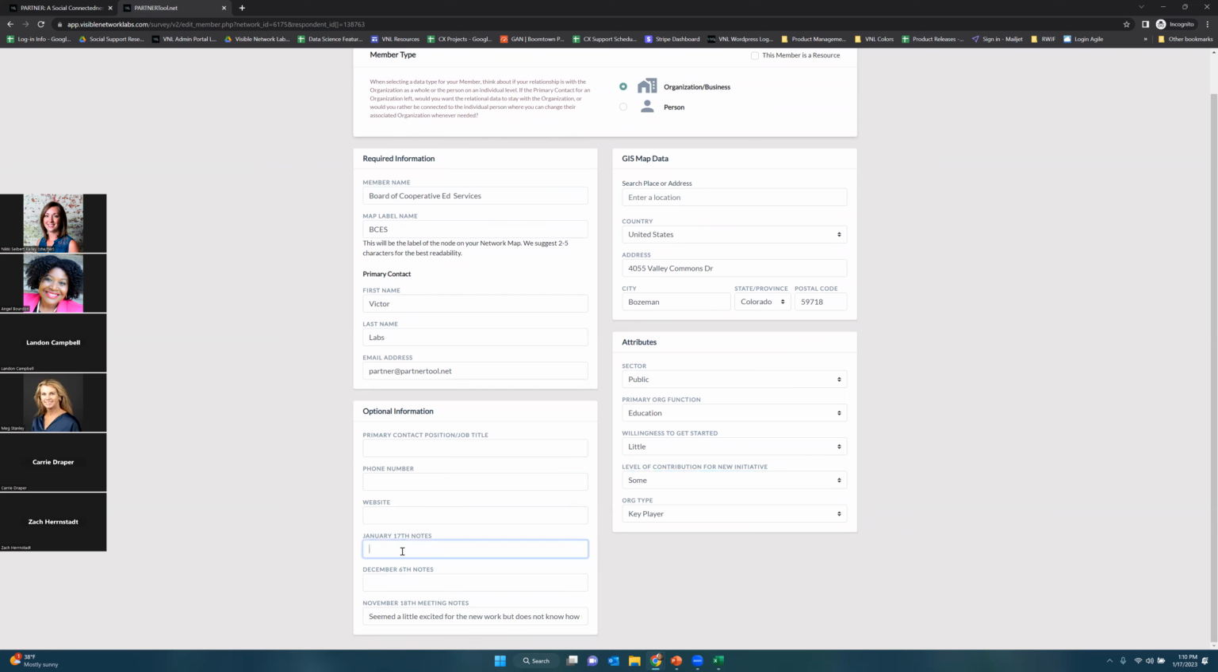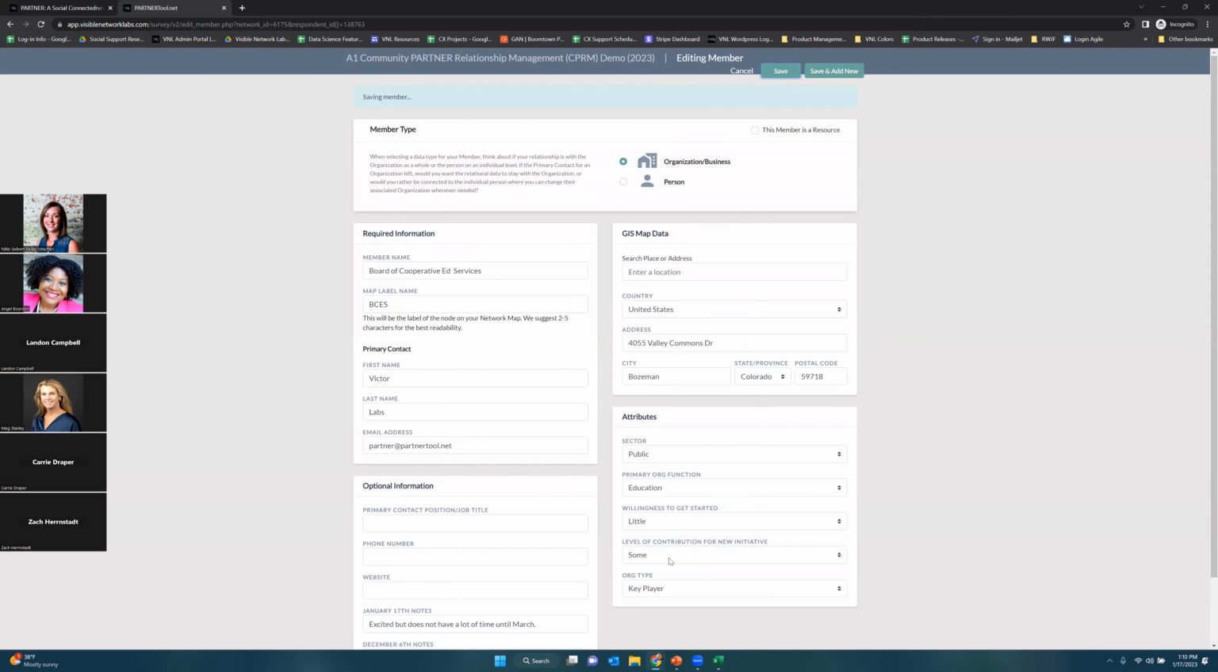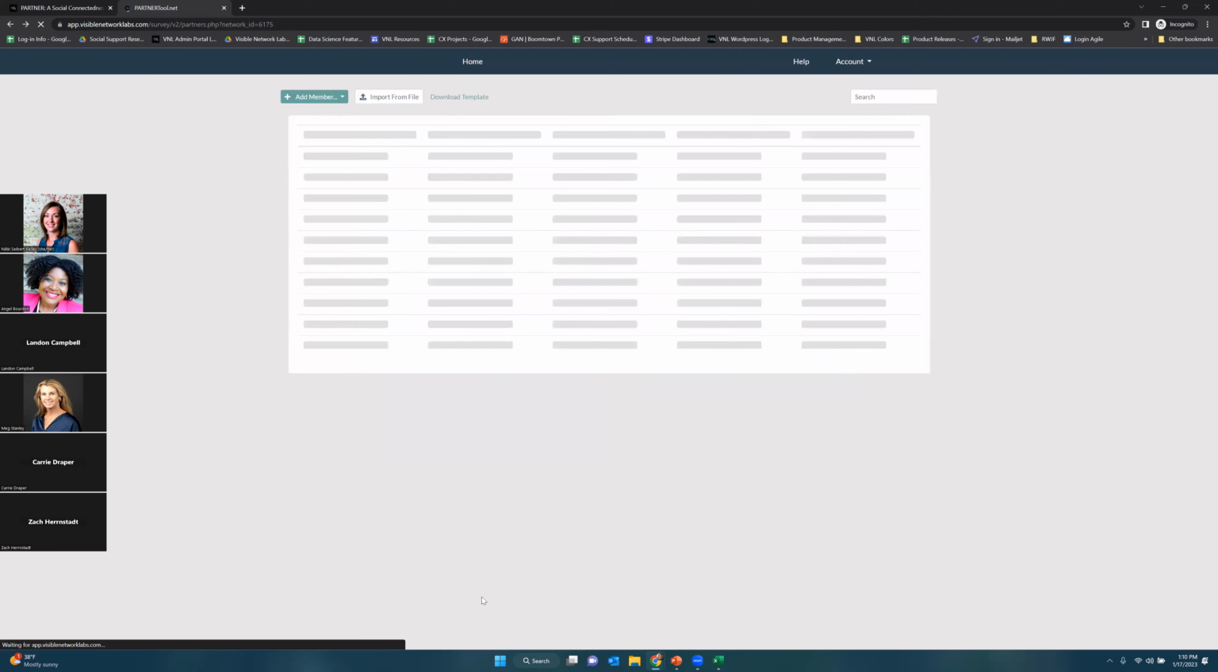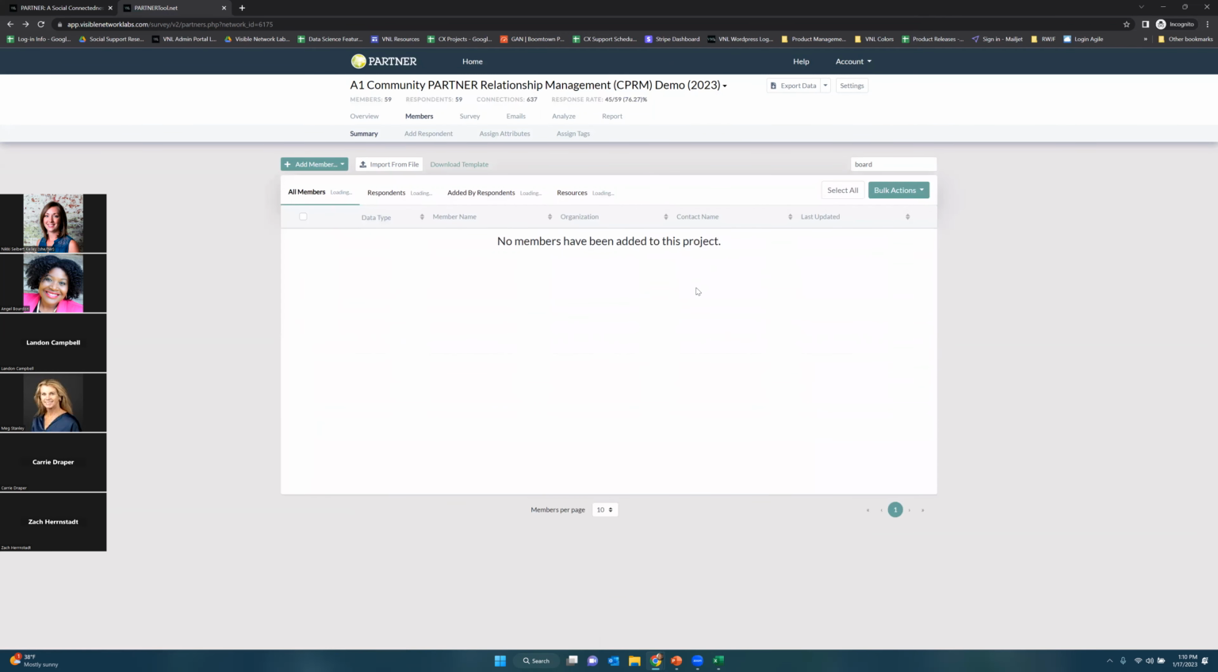And then for the January 17th, I'm going to say excited, but does not have a lot of time until March, right? So then I'm just going to track this so that I can note, okay, this contact, they're excited, they can give some contribution, but for right now they might not be able to give it until March. And so I'm just tracking the notes for that organization.